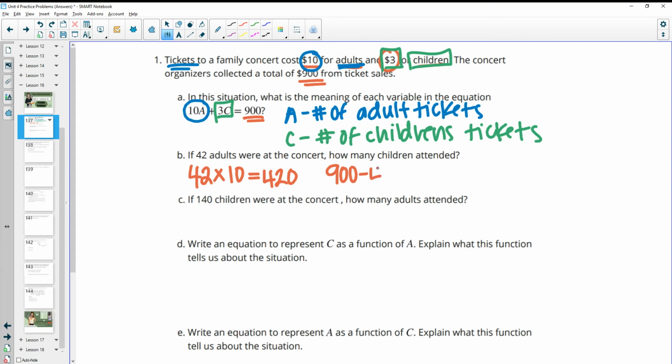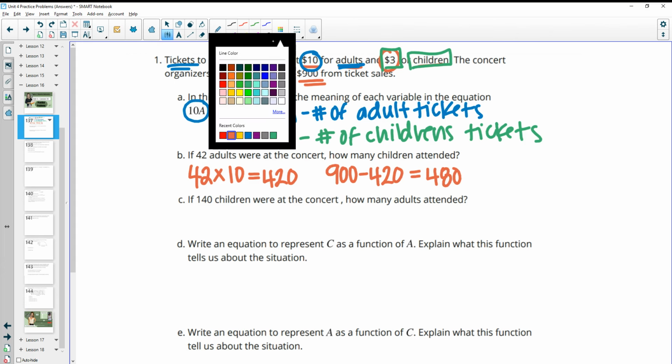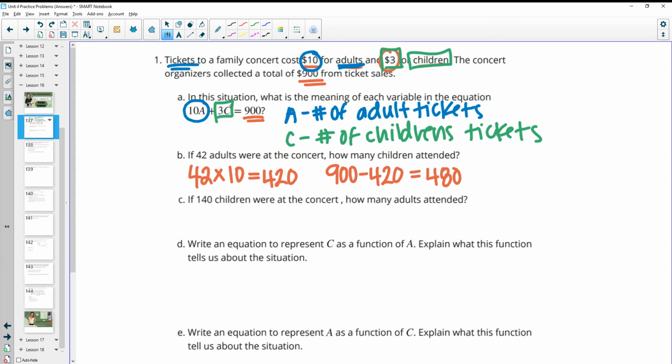So if we subtract 420 from 900, then that will give us the amount of revenue we took in for the children's tickets. So 900 minus 420 is 480. And then every children's ticket cost $3. So we can divide this by 3 to figure out the number of children's tickets is 160, which would be the same as the number of children that attended.